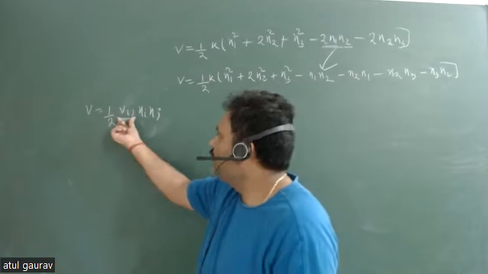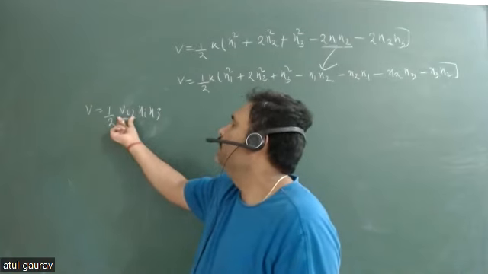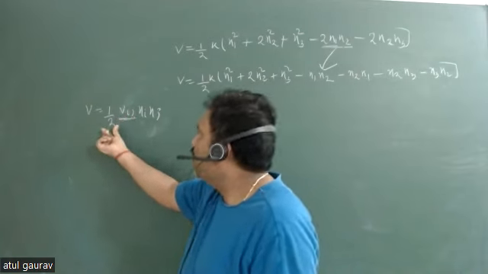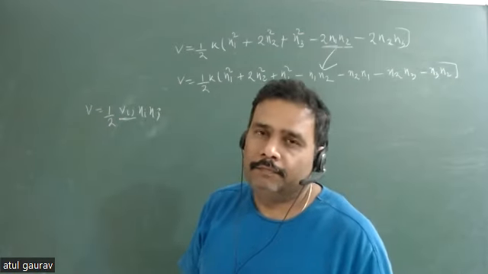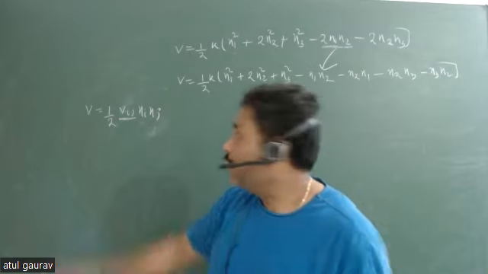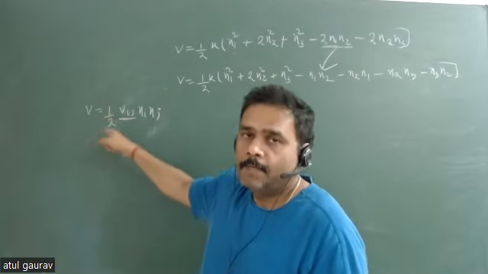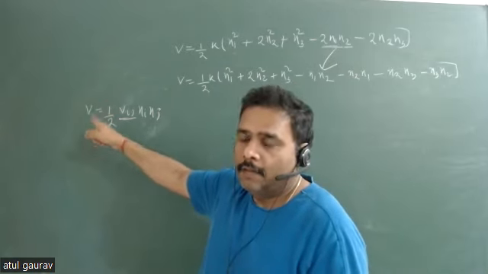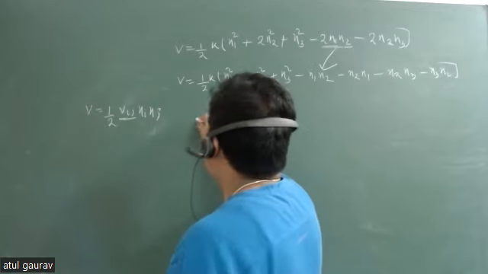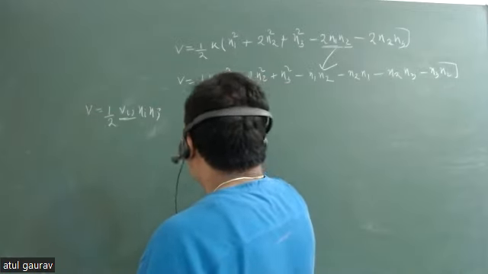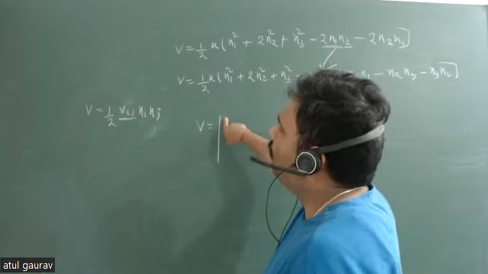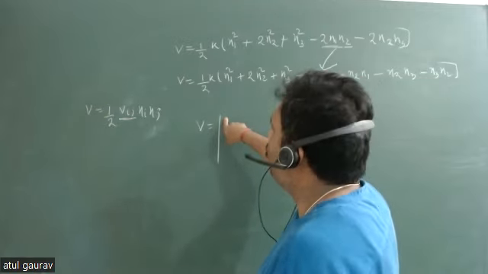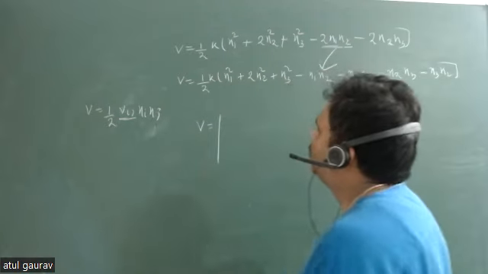Can I say Vij is the coefficient of half eta i eta j? Half is very important. Now write the V matrix. The first element is 1 1. So you have to take the coefficient of half eta 1 eta 1. What will be the coefficient?